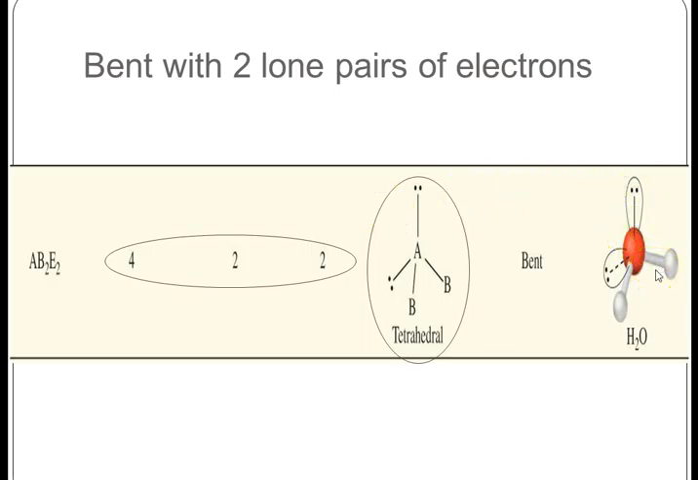the example of water, the water molecule. And what you're going to see here is that this is going to create a bond angle between these two bonded pairs of electrons of 104.5 for a water molecule.